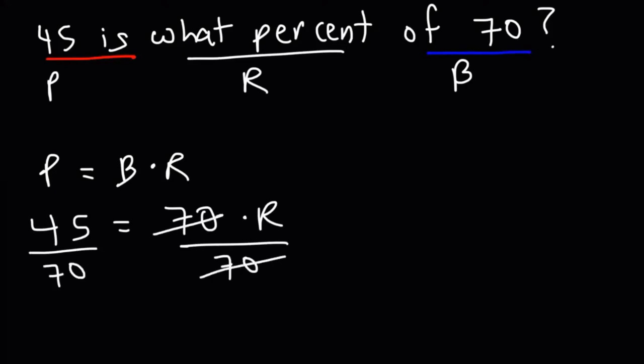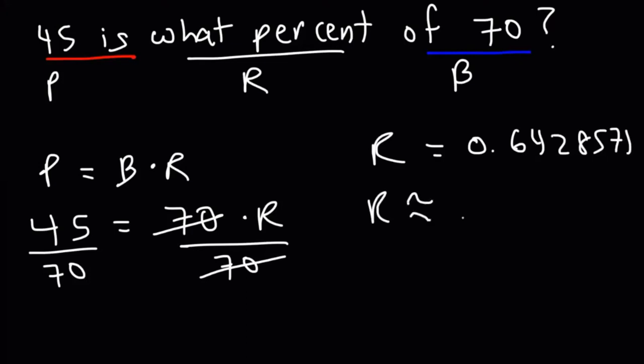So R is going to be 45 divided by 70, and we're going to get a decimal. So you should get 0.6428571. And we're going to round it. We're going to say this is approximately 0.643. Now that's as a decimal. We need to convert that into a percentage.